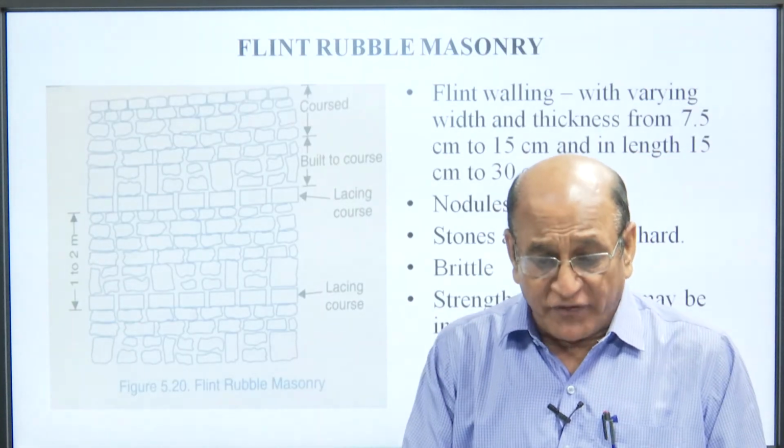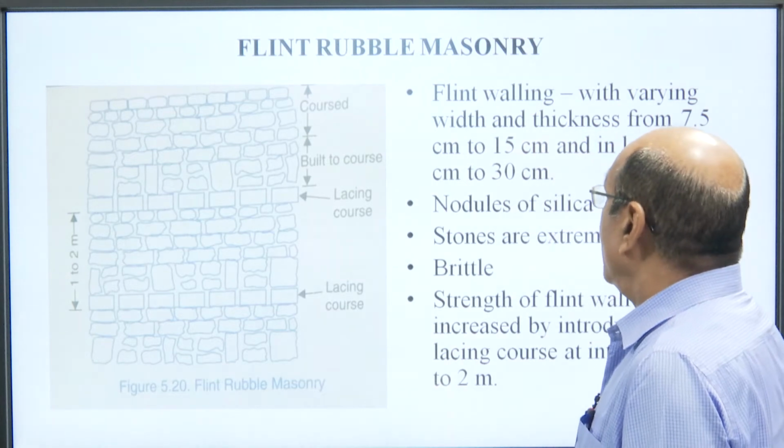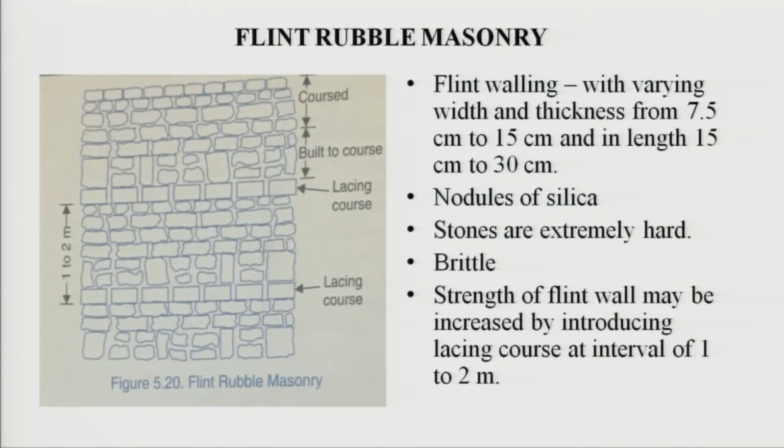Now, come to the flint rubble masonry. Flint walling with varying width and thickness from 7.5 centimeter to 15 centimeter and in length 15 centimeter to 30 centimeter. This is a nodule of silica. So, this type of stone is very hard, but it is brittle.